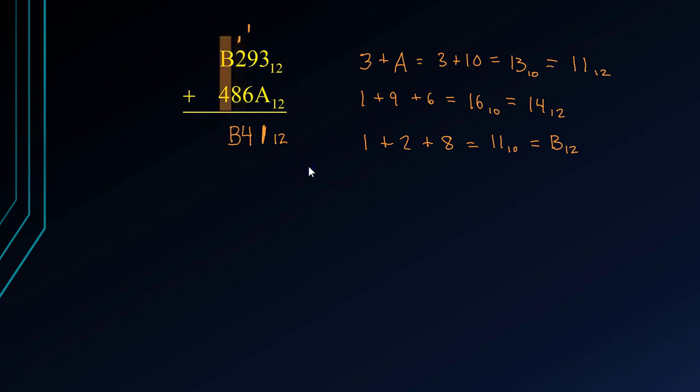B plus 4 in the last column is the same thing as 11 plus 4, which is 15, base 10. And 15 in base 10 is 1 full 12 plus 3 left over. It's going to be a 13 in base 12, so I would write the entire 13. And so the answer becomes 13B41 base 12.